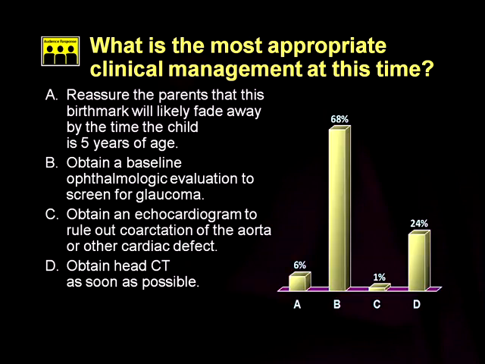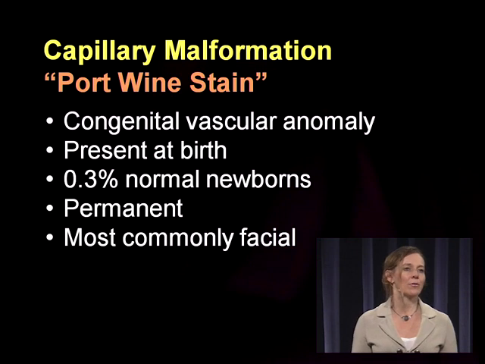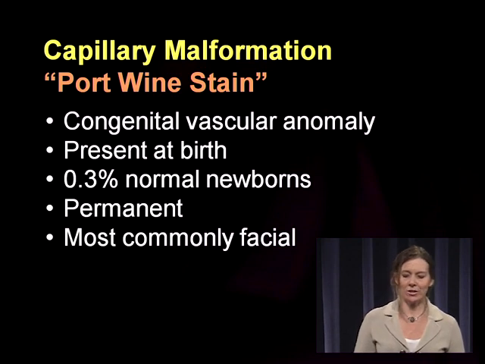Okay, great. So the majority of you selected B, obtain a baseline ophthalmologic evaluation to screen for glaucoma, and that is the correct answer. D, I think you were thinking along the right lines of the diagnosis here, but a head CT as soon as possible probably won't give you the answer that you're looking for, and we'll talk about why. So this patient had a capillary malformation of the face, otherwise known in lay terms as a port wine stain. This is a congenital vascular anomaly.